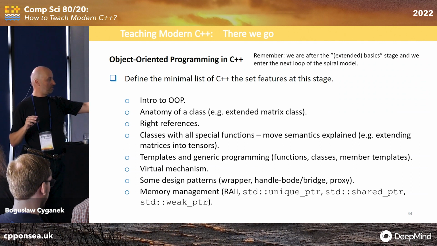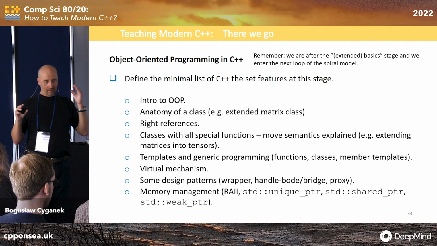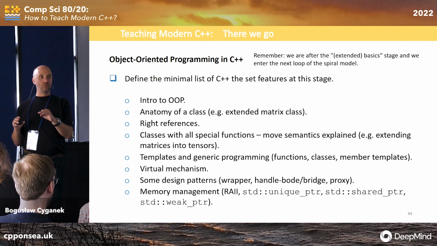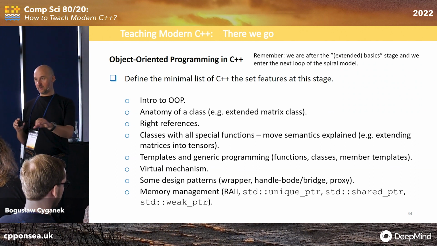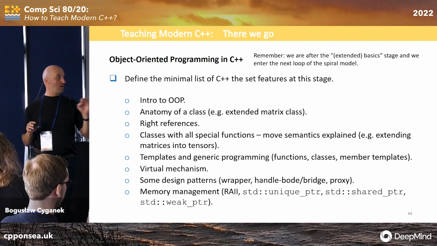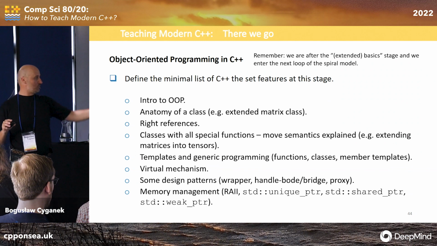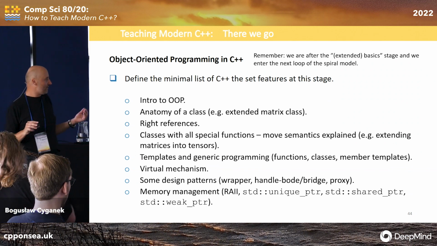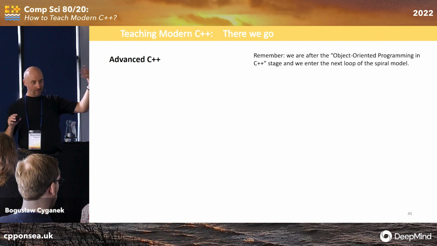Unique pointer, shared pointer, weak pointer, usually we mention, but our observation is use unique pointer. If you need something more, explain to me why. If you have a good explanation, go on. But people are overusing shared pointer. Why? Because it is easier. You don't need to think, I cannot copy, why? I need to move or something. Yeah? So advanced C++. Remember, we finished this.